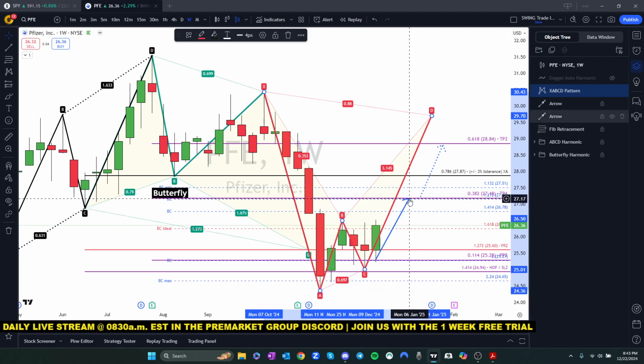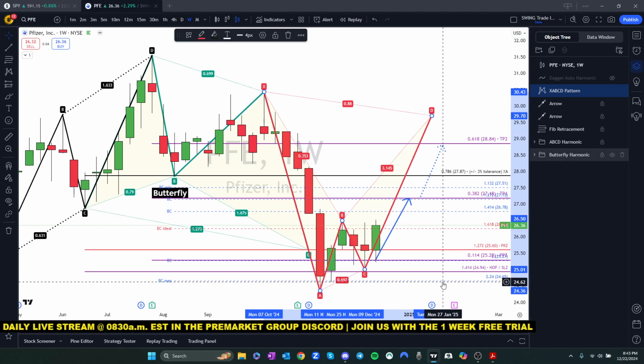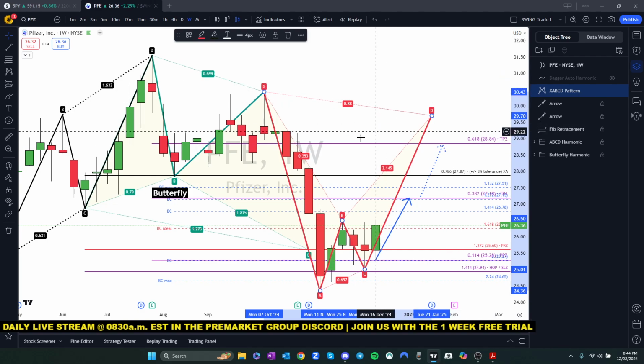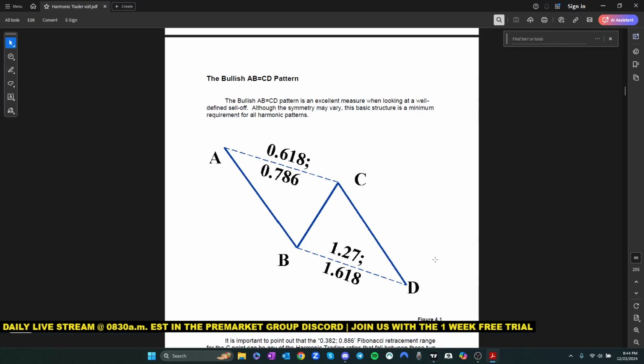So if we break above TP1 and TP2, then I'm looking at an alt-bat pattern up here, I can already tell you. And why? Because I'm allowed to draw a new pattern off of the C point of a previously completed pattern. It has to be a completed pattern, meaning we have to reverse off the PRZ. But we can get into that at a different session. I just want to focus on the ABCD pattern for today.